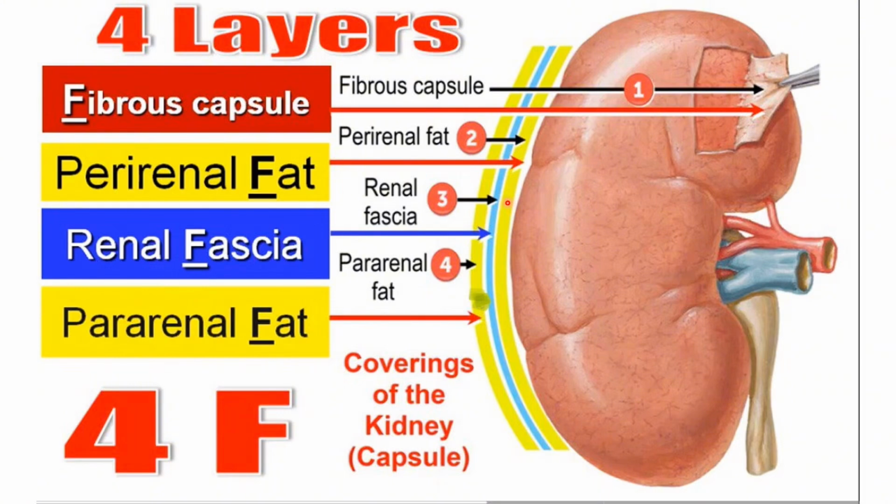Then the fourth one, we have the pararenal fat. This pararenal fat actually separates the kidney from the muscles of the posterior abdominal wall.